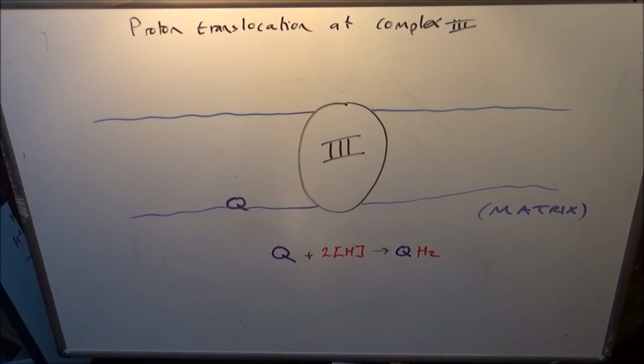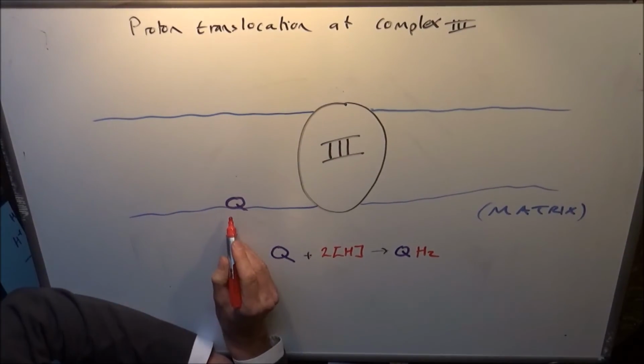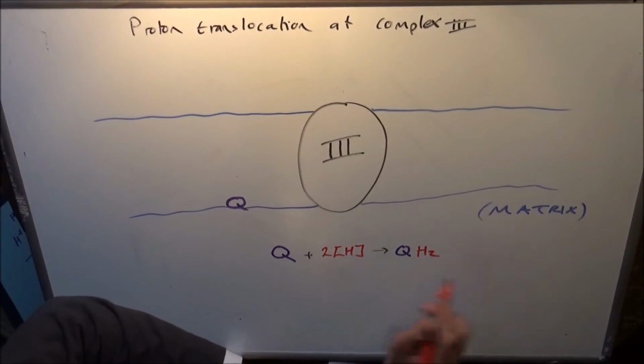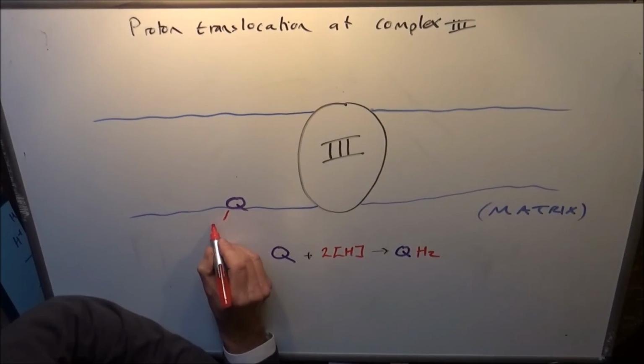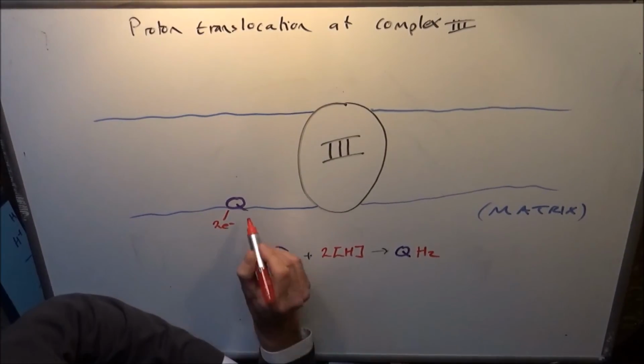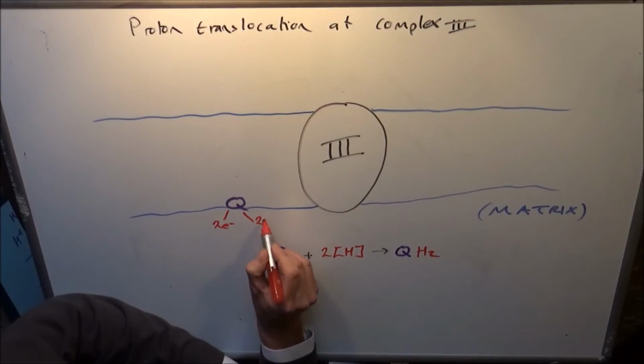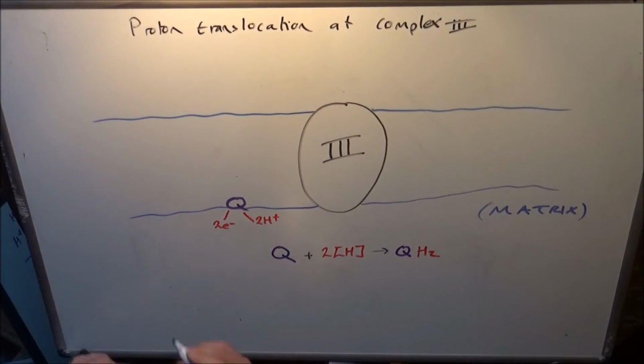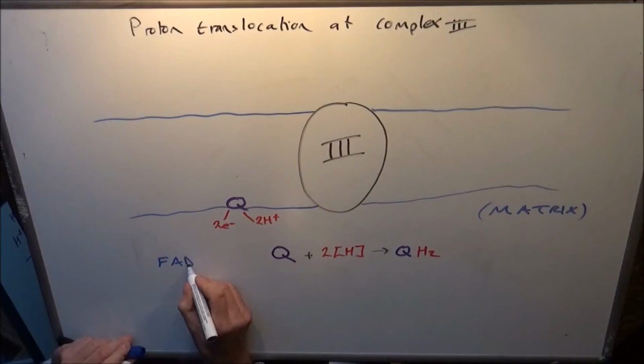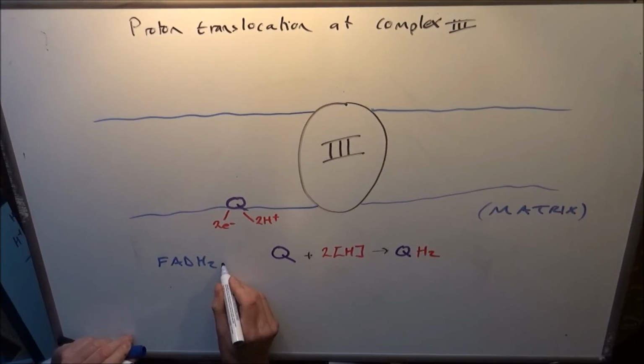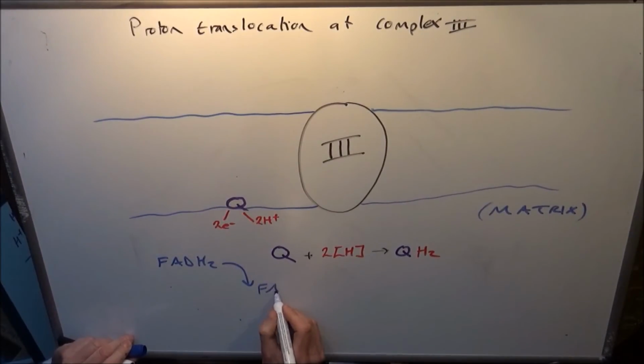Now, I can represent that on here. So initially, Q is sitting at the surface of the mitochondrial membrane facing the matrix, so it can pick up 2 electrons and 2 H plus ions from FAD. So FADH2 goes to FAD, the oxidized form, and it transfers the 2 electrons and the 2 protons together.